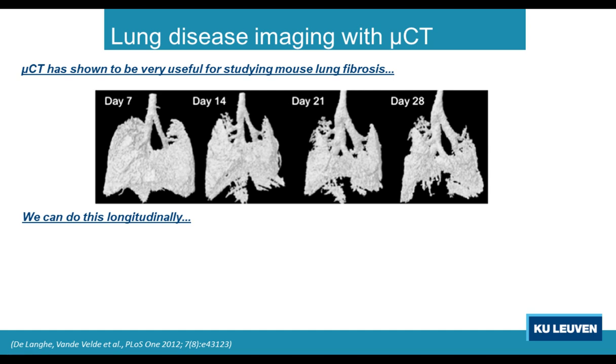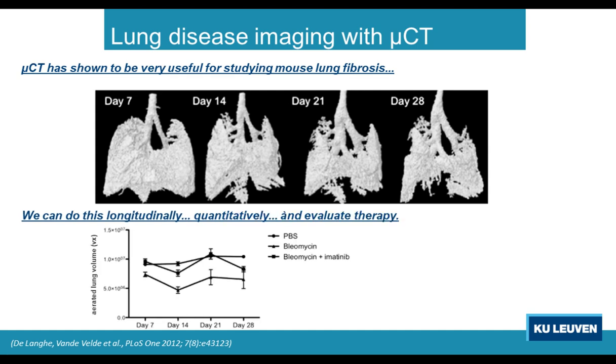And here you can see, for instance, that week after week, the fibrosis really means that the mice have less and less aerated lung space to breathe. And this is a marker for disease. And we can not only visualize this in 2D and in 3 dimensions, but we can also quantify this. And that's what you see here for different groups.